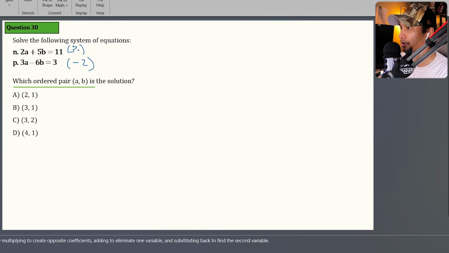So when I multiply the equations by these numbers, we're going to get rid of the a variable. Then we solve for b, and then we're going to get that b variable and plug it back into one of these equations to get the a variable. So that's what we're going to do. Let's perform it. So 2a plus 5b equals 11. All this times 3, giving us 6a plus 15b.